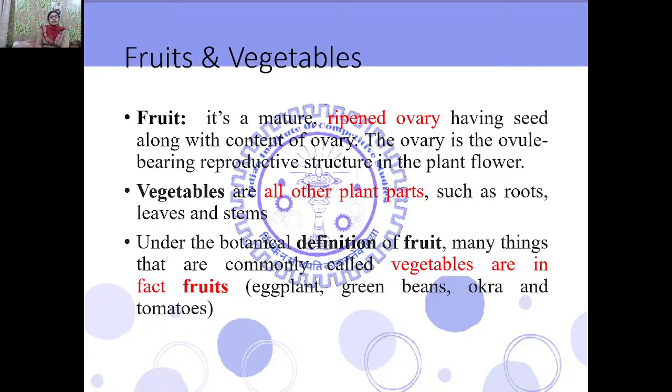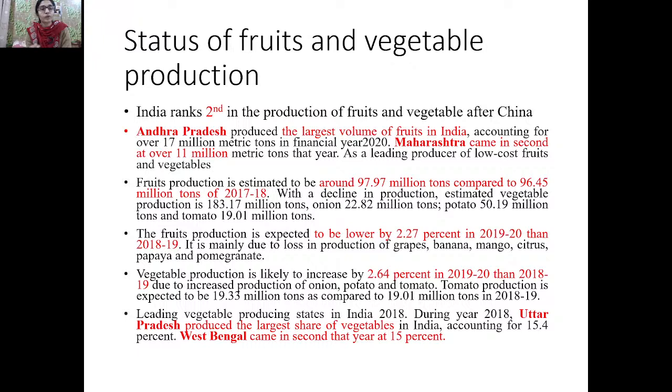Then coming to the vegetables. They are all other plant parts like root, leaves, stems. So the questions can be like, which is a root, giving the examples of root vegetables, or spinach is a leaf vegetable, stem is your potato, root is your carrot, etc. These questions are frequently asked on the definition of fruits and vegetables, and then in the further slides we'll also study the different classification of the fruits.